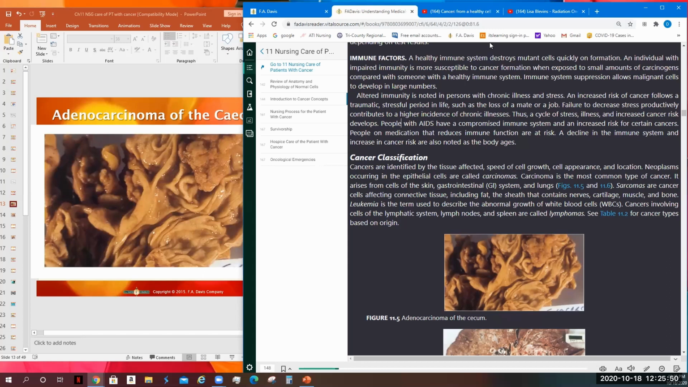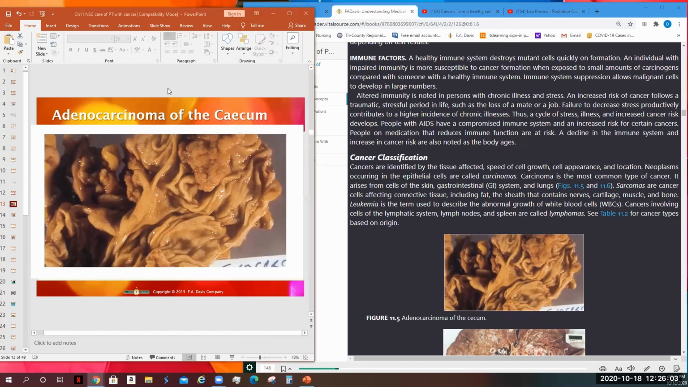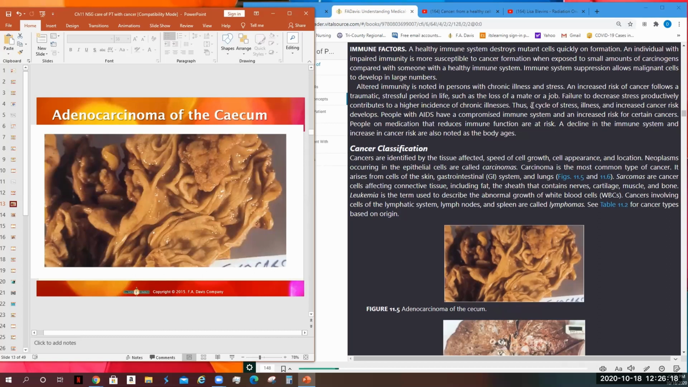Immune factors. A healthy immune system destroys mutant cells quickly on formation. An individual with impaired immunity is more susceptible to cancer formation when exposed to small amounts of carcinogens compared with someone with a healthy immune system. Immune system suppression allows malignant cells to develop in large numbers. Altered immunity is noted in persons with chronic illness and stress.